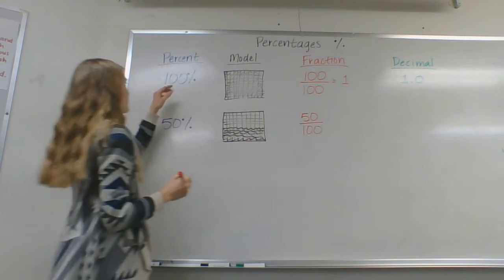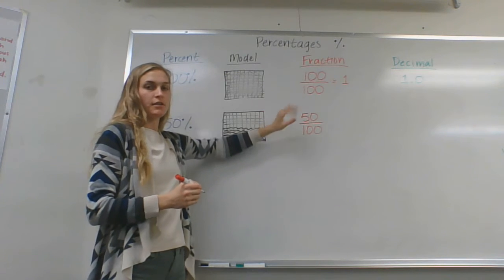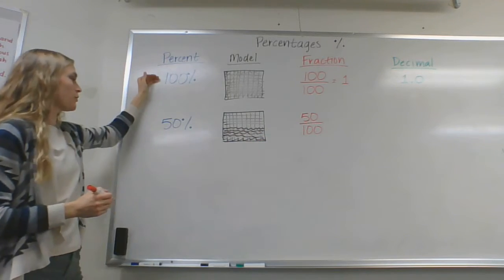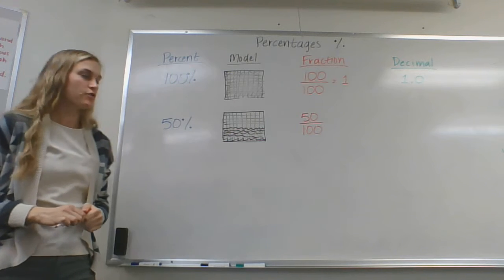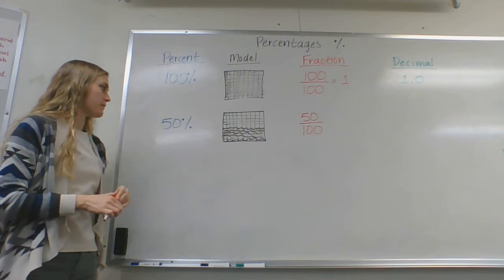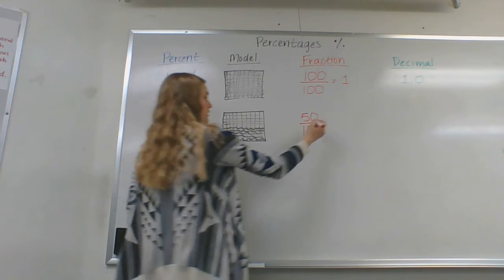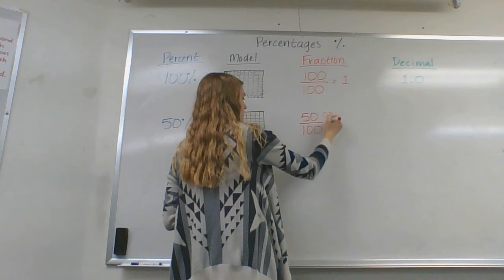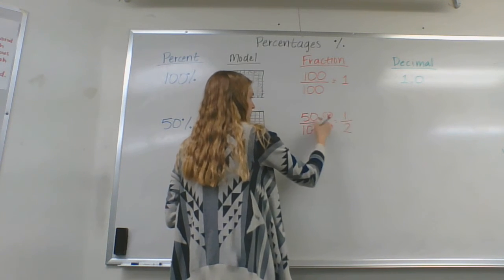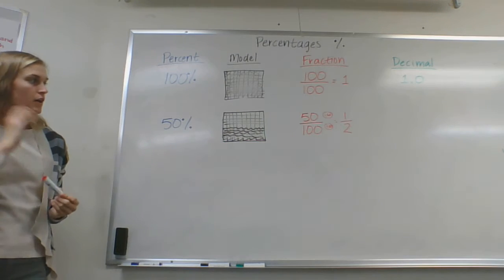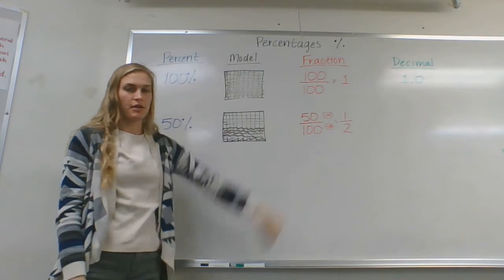You'll notice percents are always out of 100. So whatever the percentage is, that's the numerator. And then 100 is going to be your denominator. So it's 100%, it's 100 out of 100. It's 50%, it's 50 out of 100. This 100 is your maximum. And this is 50%. Which we know simplifies. If we divide both of these by 50, you get a half. 50 divided by 50 is 1, and 100 divided by 50 will be 2. Or you'll notice that 50 is half of 100, so it's half.